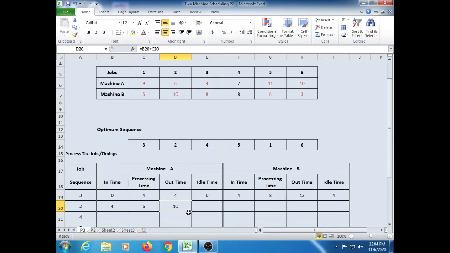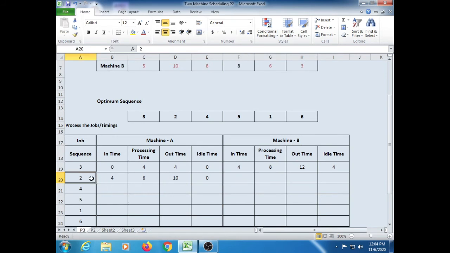Right. Then what about the idle time? Here machine A didn't wait for any job. The out time of the previous job is the 4th hour, and the present job's in time is the same 4 hours. So the machine didn't wait for any job. So simply here we have to take 0.